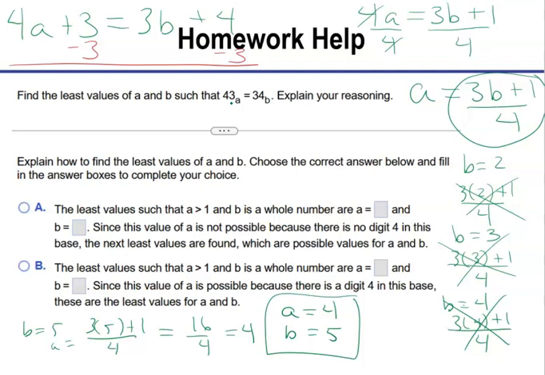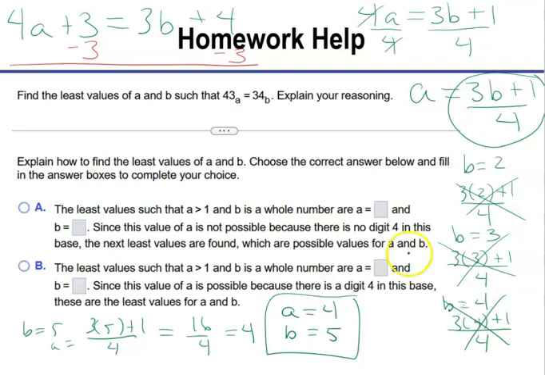So now let's look at our answer choices. It says the least values such that a is greater than 1 and b is a whole number are a equals 4 and b equals 5. Since this value is not possible, it's not possible, right? I'm looking at answer choice A.